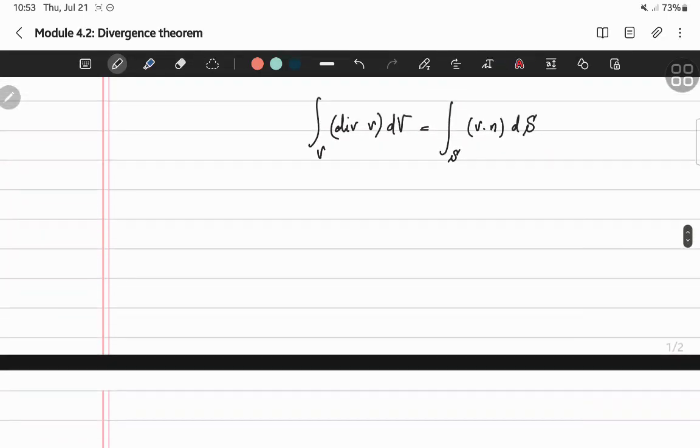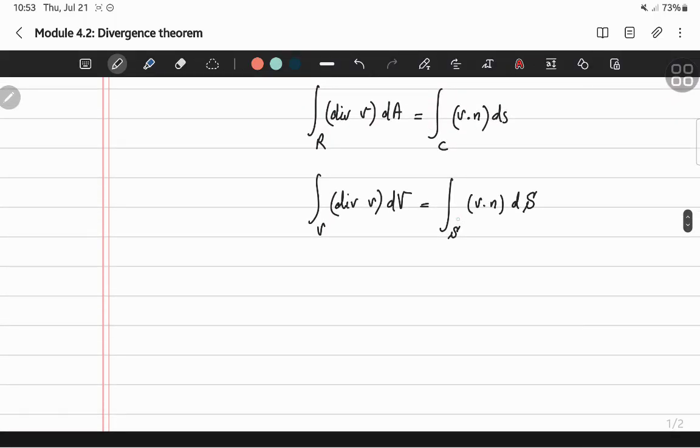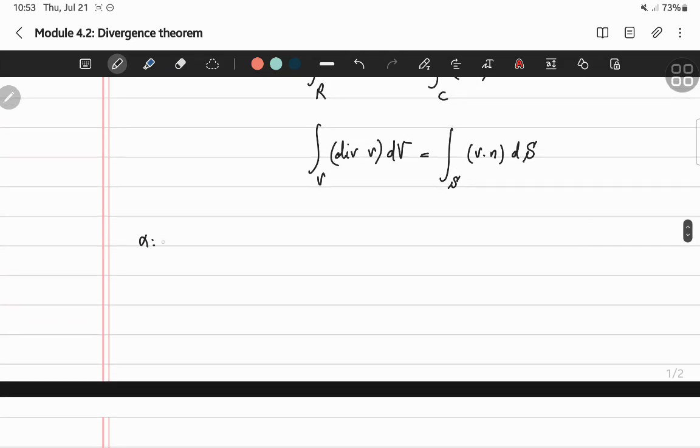You can even write these equations having a scalar value multiplied by v. So if alpha is a scalar value, then you can even write this as the integral of the divergence of alpha v dV over V is equal to the integral of alpha v dot n dS over S.